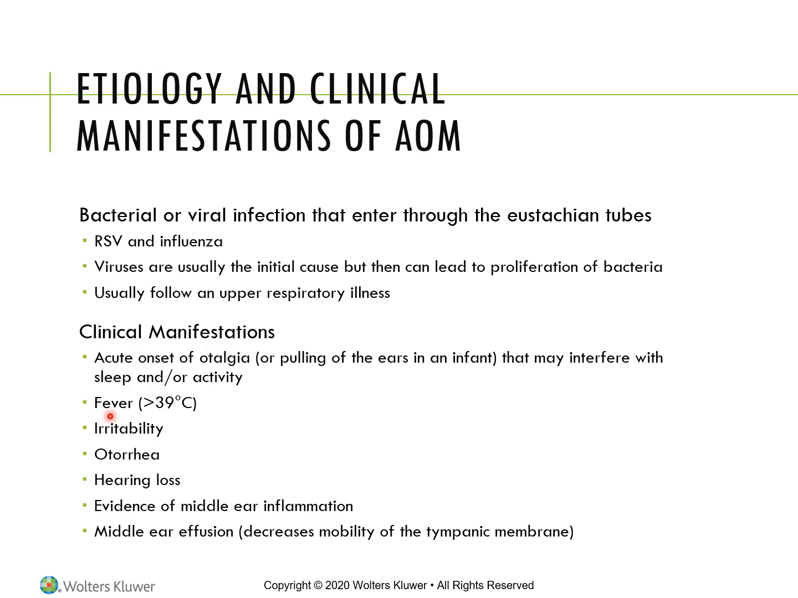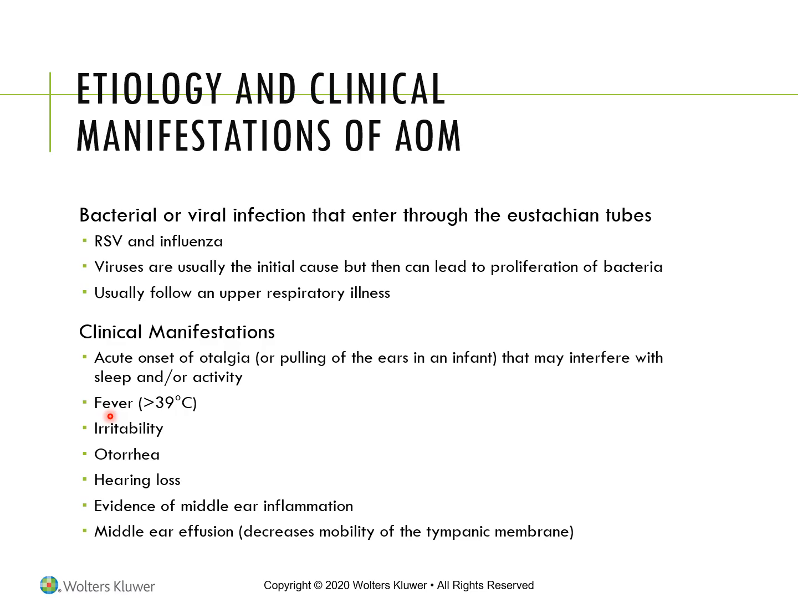So the cause and clinical manifestations of acute otitis media. So again, usually a bacterial or viral infection that enters somewhere through the eustachian tubes. So RSV and influenza are common viral infections. So those would be things that risk could be reduced by immunization. Viruses are usually the initial cause, but they can also lead to a secondary proliferation of bacteria within the ear itself. And they usually follow an upper respiratory illness. So we'll see someone with an upper respiratory illness, usually viral in nature, that leads to otitis media.